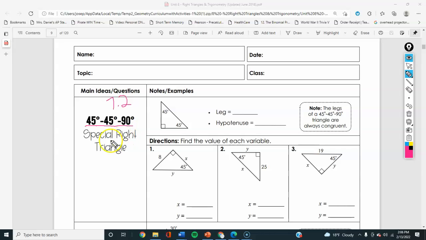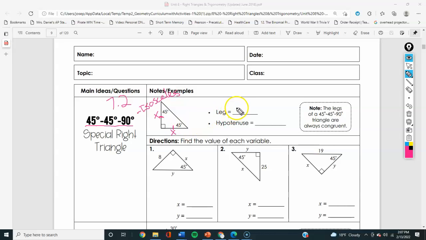Alright, first triangle I want to look at today is the 45-45-90 triangle. It can also be called the isosceles right, because it has two congruent sides. And if you have two congruent sides, you are an isosceles triangle. So when we look at this one, each of these sides are congruent.